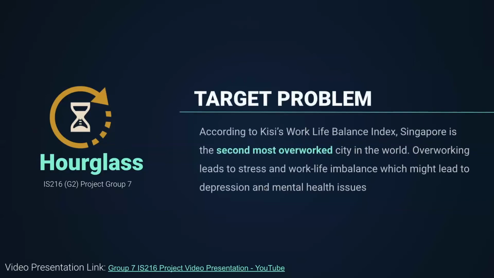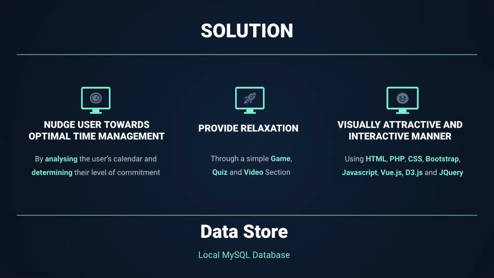Have you ever wondered what happens when a person is overworked? According to Kesey's Work-Life Balance Index, Singapore is the second most overworked city in the world, and overworking leads to stress and work-life imbalances, which might lead to depression and mental health issues. Knowing that Singaporeans, in general, are overworked, stressed, and yet still very hardworking, the solution we came up with to tackle this issue is HourGlass.